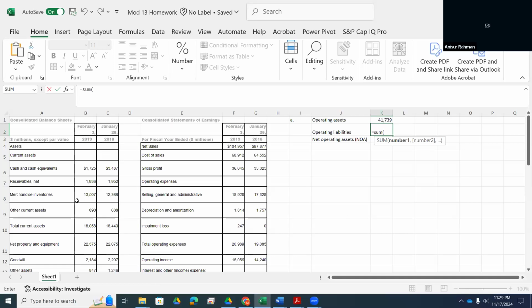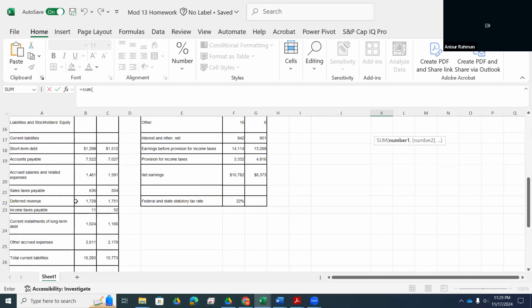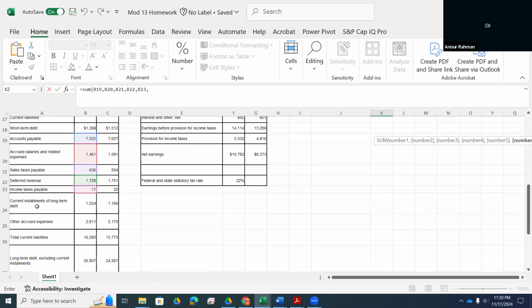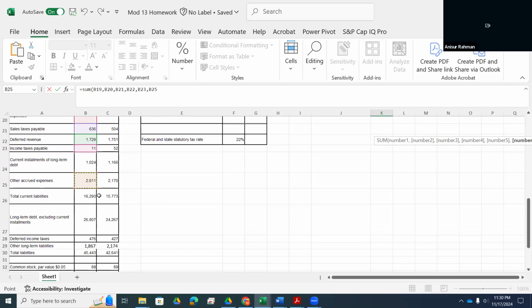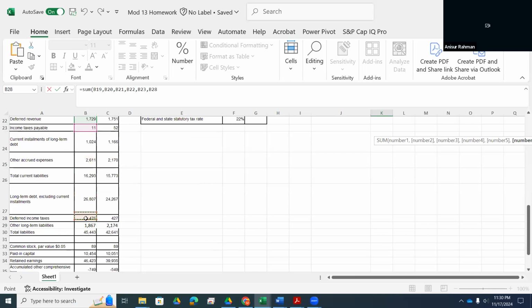So operating liabilities, scroll down to find the liabilities. It starts with accounts payable, accrued salaries, sales taxes, deferred revenue, income taxes. We will skip that. That is not part of operating liabilities. Other accrued expenses. And then that is not deferred income taxes, other long-term liabilities.